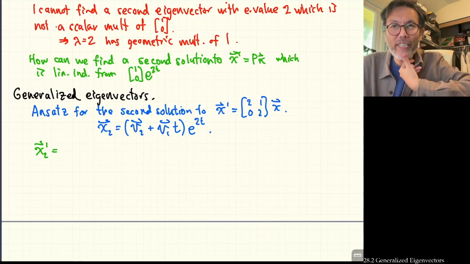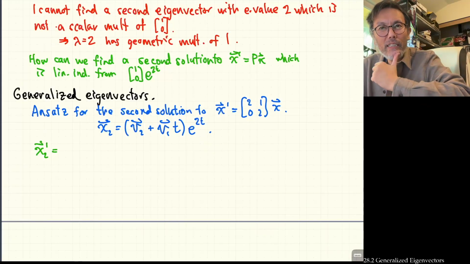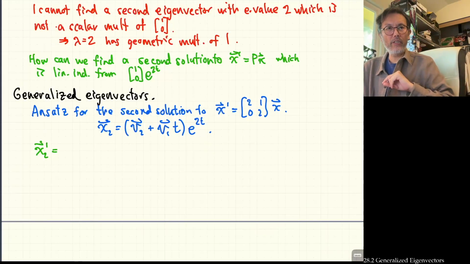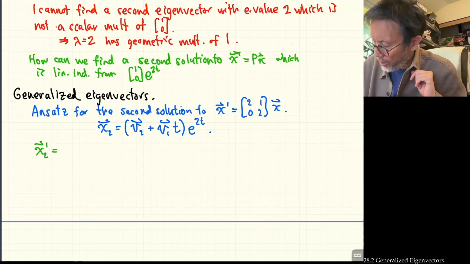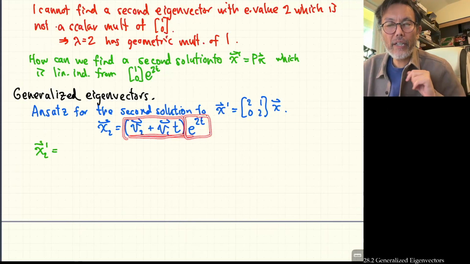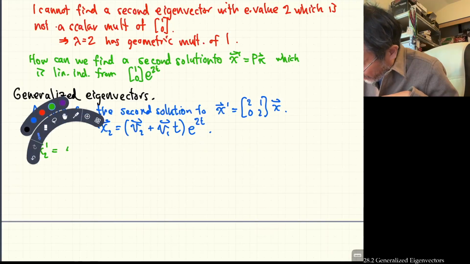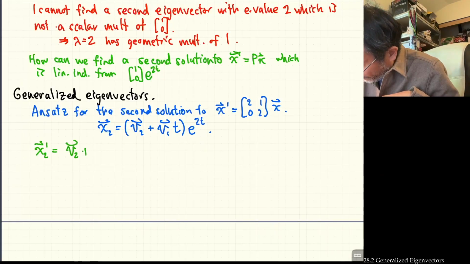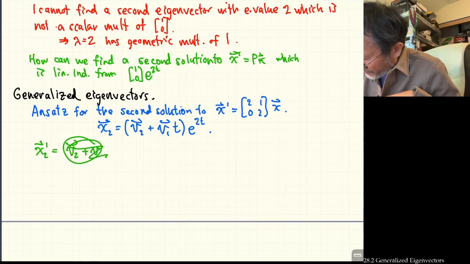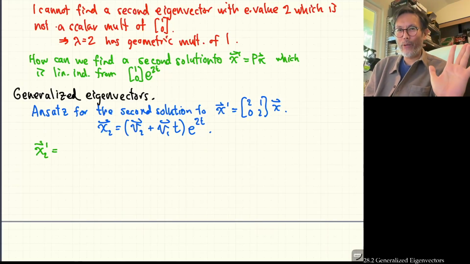Remember the good old days of Calc 1? Math seemed so innocent back then, right?